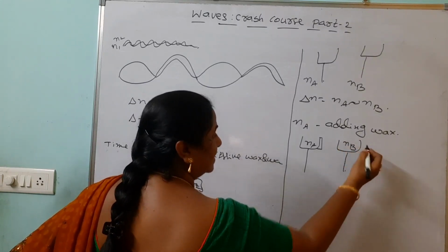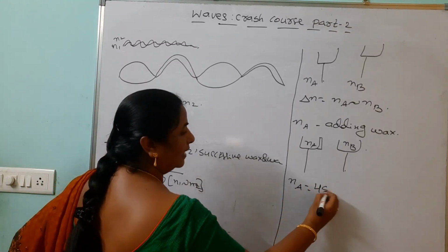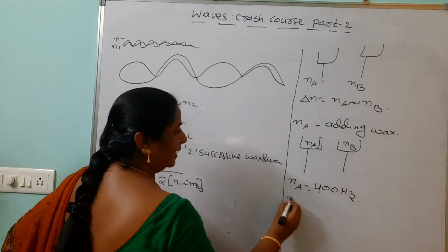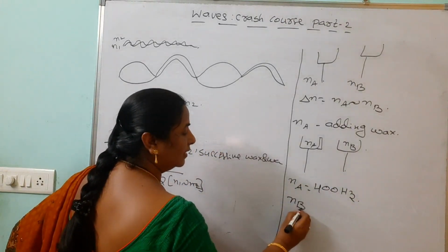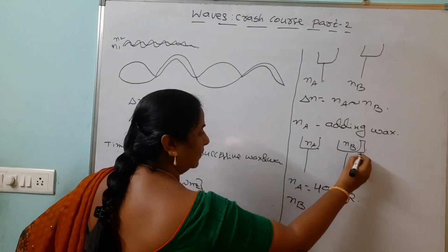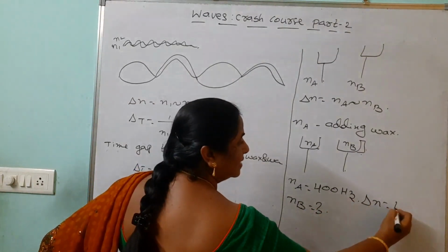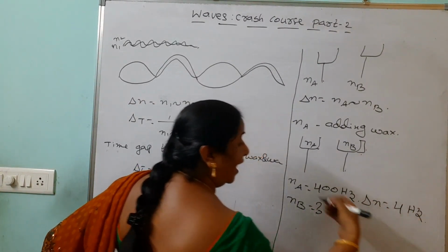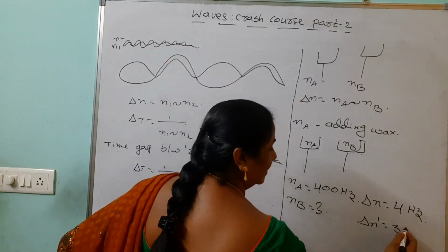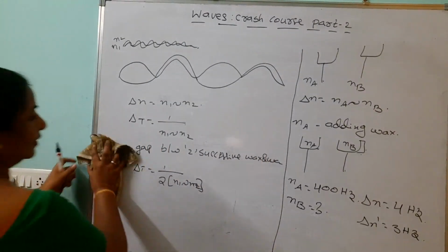The questions they are asking are like this. See, NA equals 400 Hertz. Then NB, we have to find the frequency of this NB. NB we have to find out. The beginning beat frequency is 4 Hertz. Then after adding the wax, delta N dash equals 3 Hertz. How do we solve this type of problem? It is a very important concept.